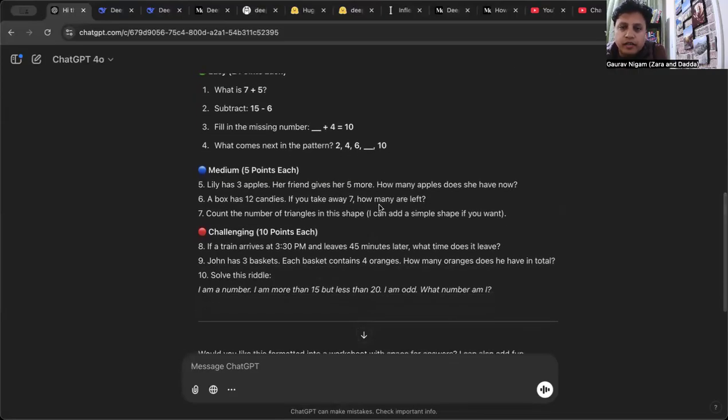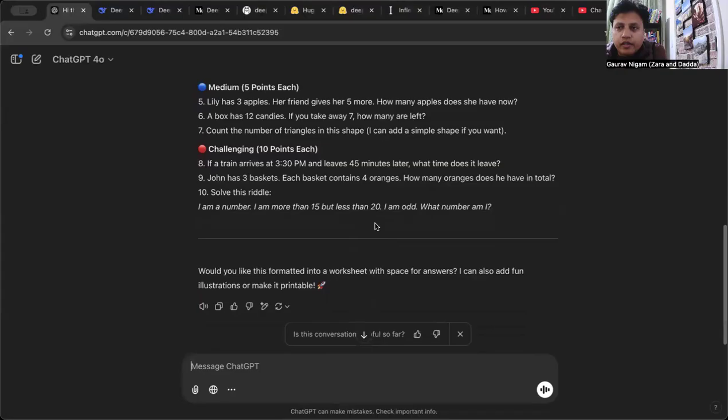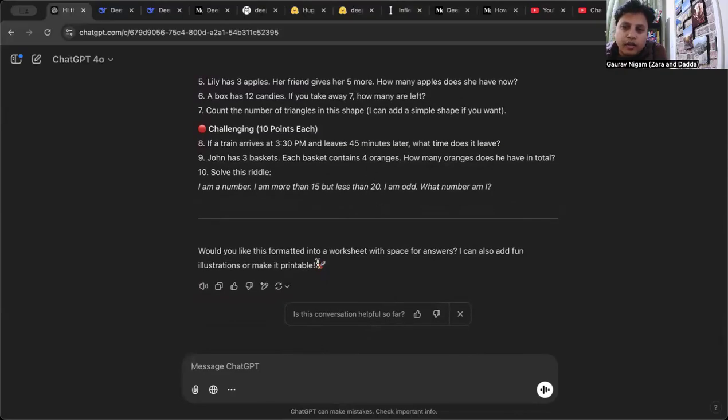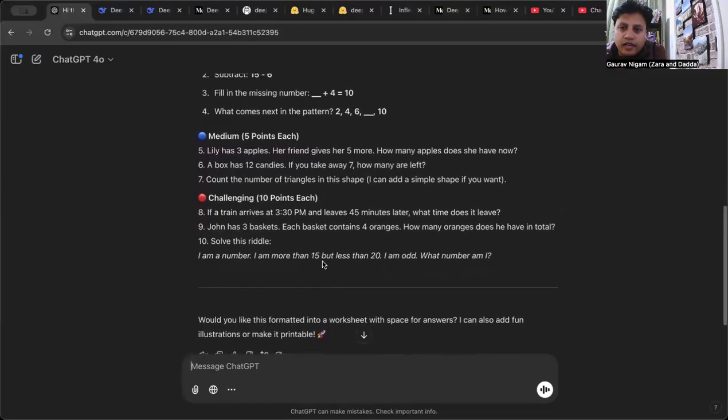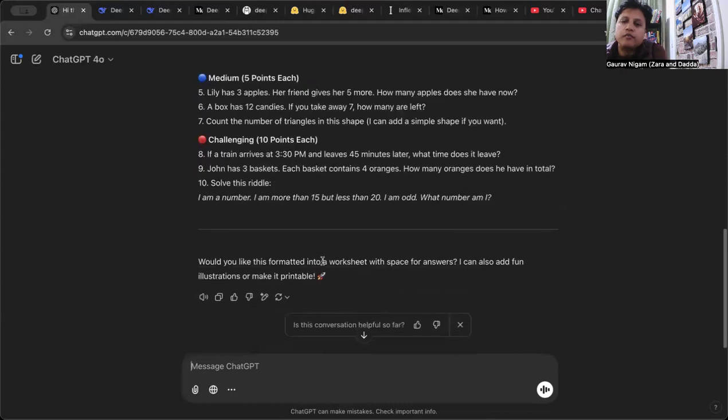Mixed pattern. Then there are medium problems that are more of a comprehension type, and then you can see a challenging problem, right? Where it is not just comprehension, but there is a little bit of reasoning also involved. So you can see that it created the sheet that I would otherwise need to either write down or get from the book.